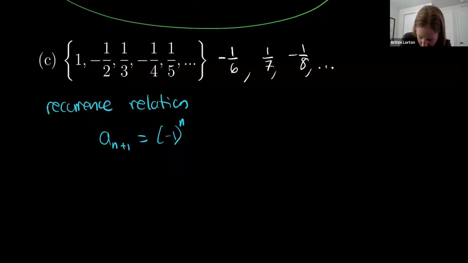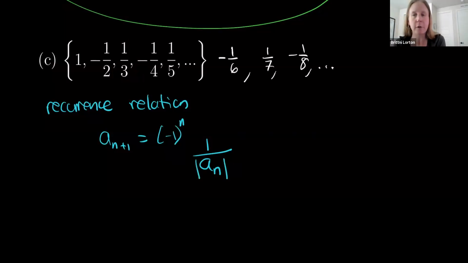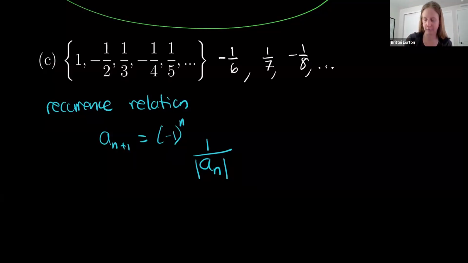So if I were to do 1 over the previous term, that would give me just the denominator. 1 over 1/2 would give me 2. 1 over 1/3 would give me 3. So if I get rid of the alternating part, that 1 over a sub n, 1 over the previous term, is just giving me the 2, 3, 4, 5, and so on. And so then I just need to add 1 to it each time.